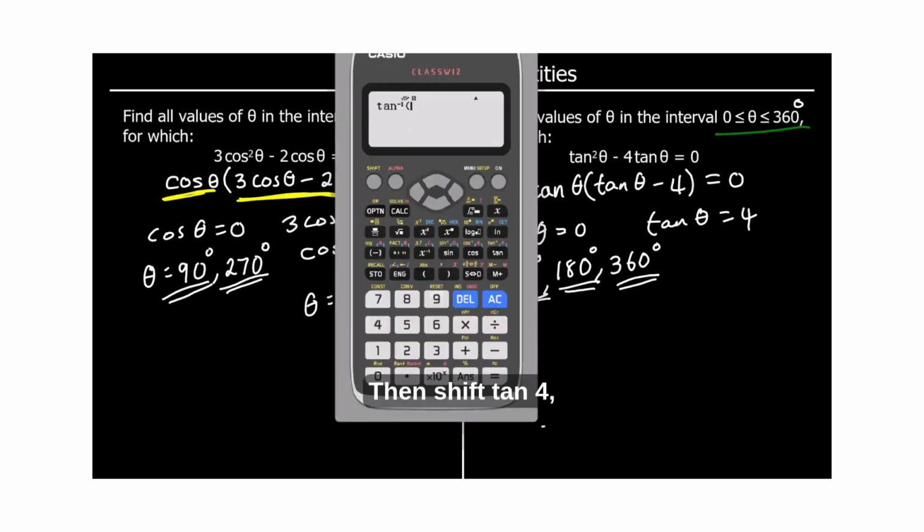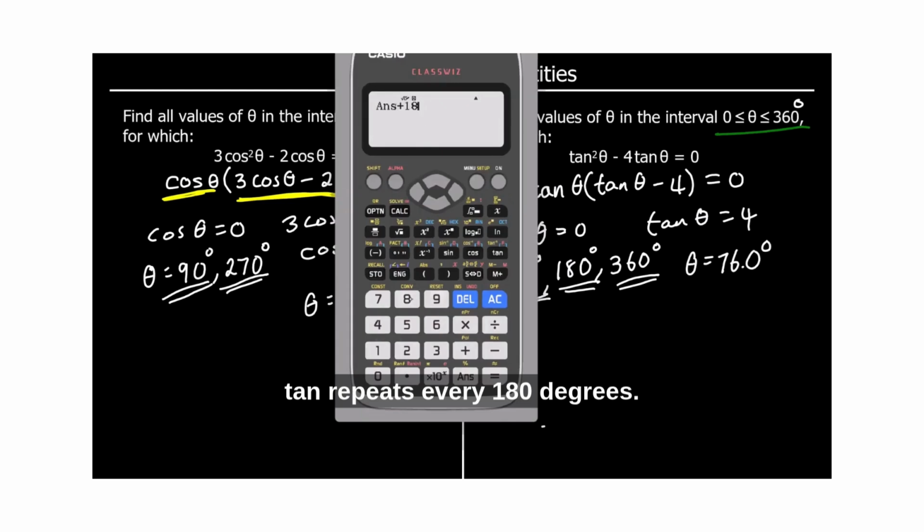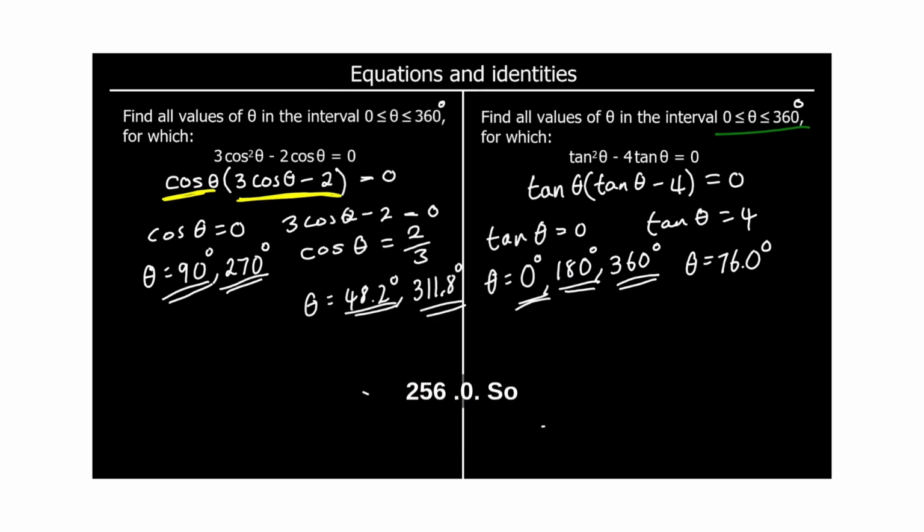Then shift tan 4, 76.0. And again, tan repeats every 180 degrees. So add on 180, 256.0. So there we have 5 answers.